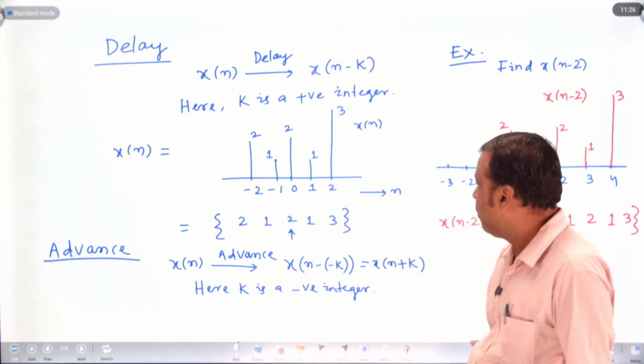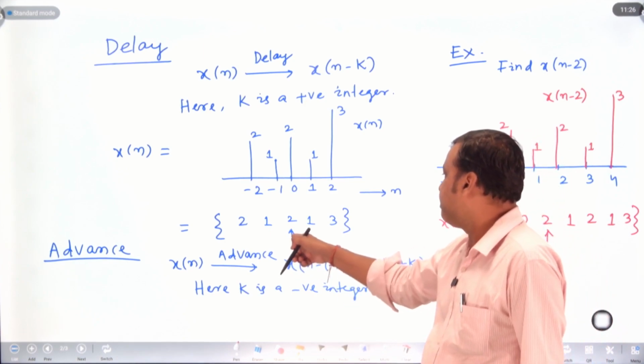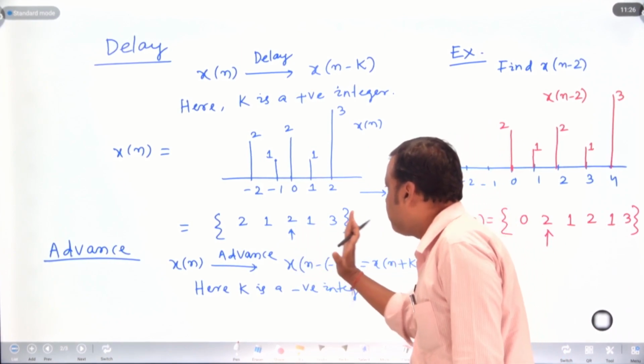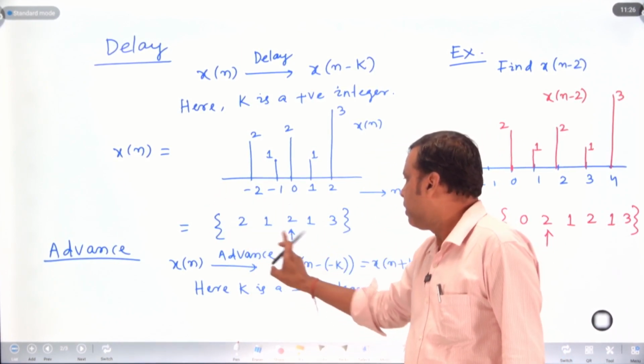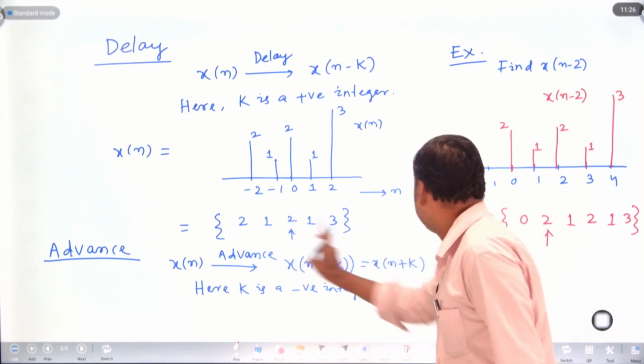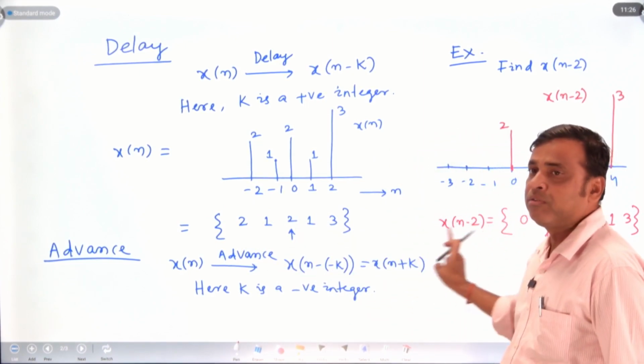If you observe in the graphical sequence representation, the samples are graphically shifted toward the right, but the arrow mark is shifted toward the left by 2 units, like this one. Here x of n minus 2 is like this, with the arrow mark shifted to this one. This is all about delay.